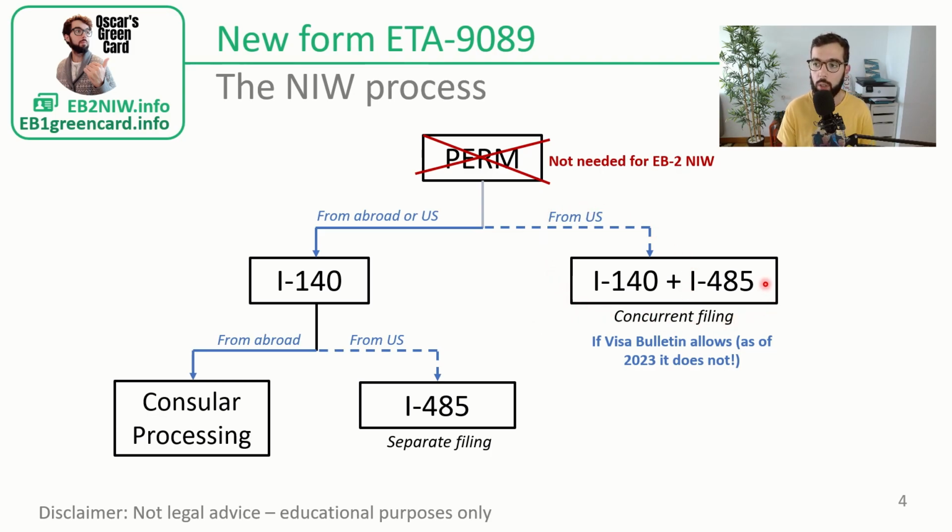If you're in the US, you could, in theory, do an I-140 and I-485 adjustment of status together, but that's only when the visa bulletin allows. When your priority date is current for your country, you could do that, but right now for EB2, that's not the case in 2023. Because of the backlogs, nobody can do that, unfortunately.